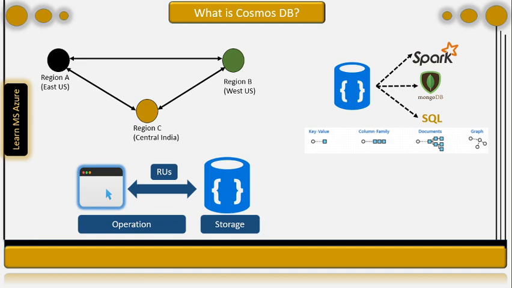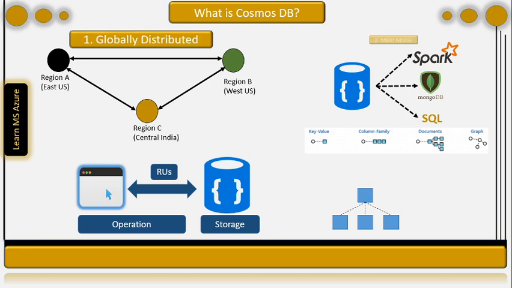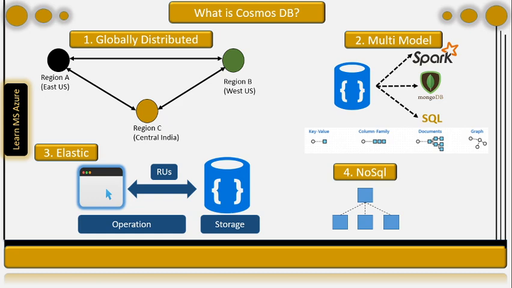Also, as mentioned earlier, Cosmos DB is a NoSQL data engine. That is, it is schema agnostic. Hence, you don't need to worry about the schema and the index management for a database. So, based on what we discussed just now, we can say that Cosmos DB is globally distributed, is a multimodal DB, which is elastic in nature and is a data engine of NoSQL type.